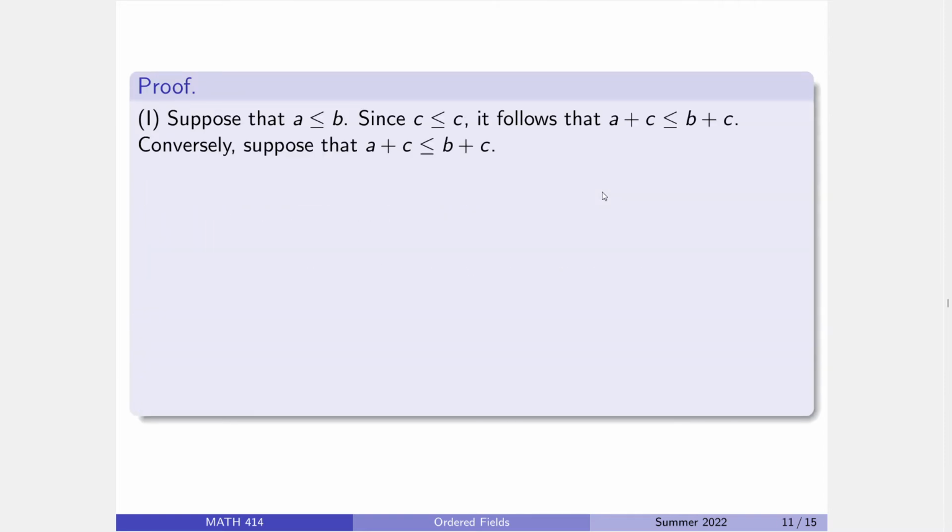Alright, so let's do the converse. Suppose that I know A plus C is less than or equal to B plus C. Well, C's additive inverse is less than or equal to itself, so this plus its additive inverse needs to be less than or equal to this plus the additive inverse of C. But again, by associativity, this is well defined, and C minus C is 0, C minus C is 0, so there we go, A is less than or equal to B.